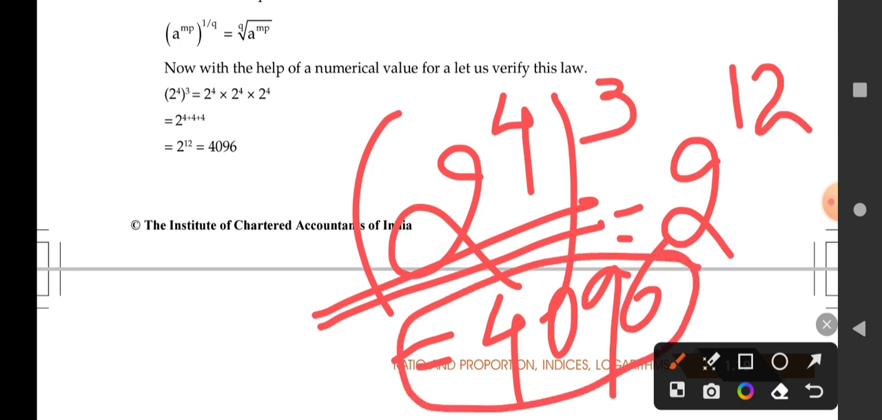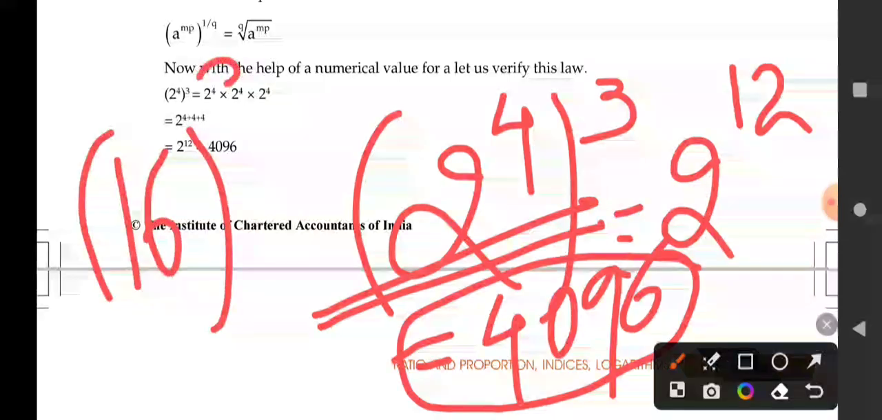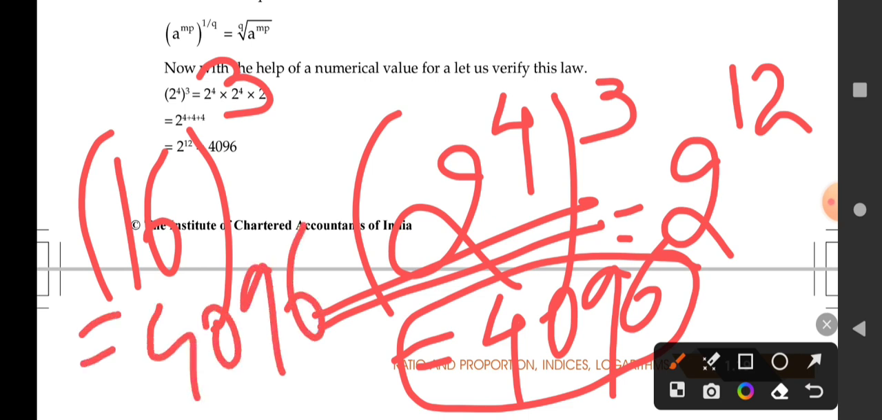So let us simplify this in another form so that we get this. Let's prove this. So 2 power 4 is 16, and 16 whole power cube, correct? So what do we have? 16 cube is 4096. Please use your calculators.